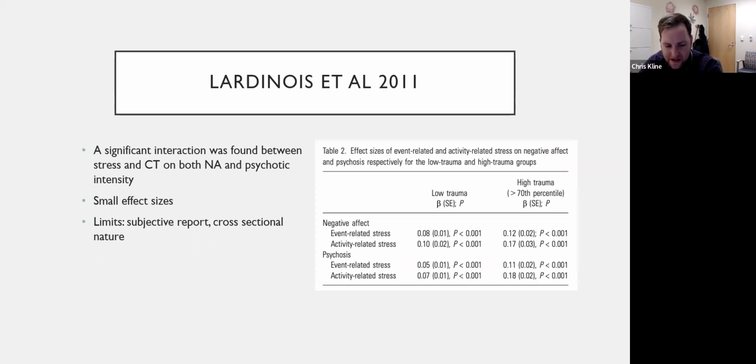These are small effect sizes, but the authors note that this is typical of this methodology. Some limitations include that this methodology is a subjective self-report, though it's been pretty well validated in this population. And this is also a cross-sectional study, so they can't really infer causality.